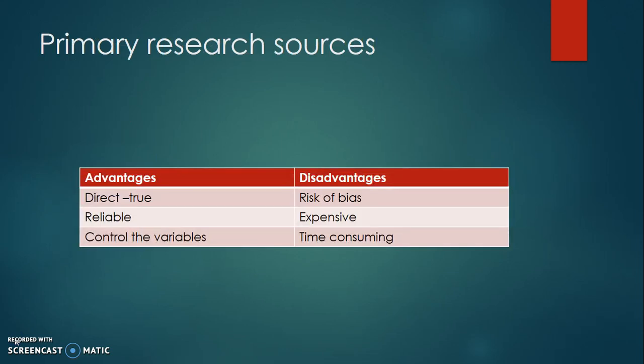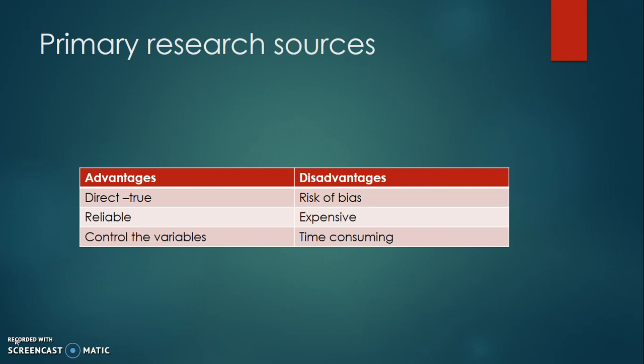So primary research sources. So this is data you go and collect yourself personally through methods like questionnaire research, whereby you collect your own data firsthand. So advantages of this is it's direct and true, so you know exactly what you're doing. It's reliable because it is coming from you yourself, and you can control the variables because you know what you're going to change and what you don't want to change.